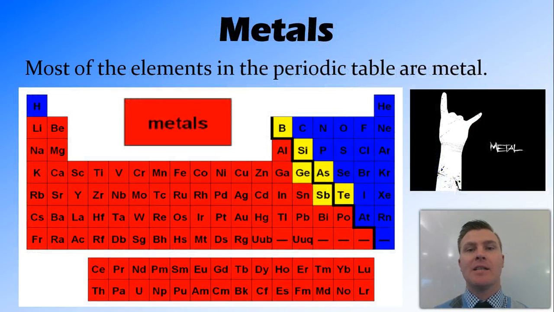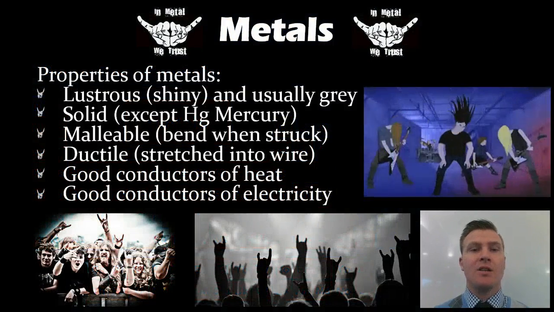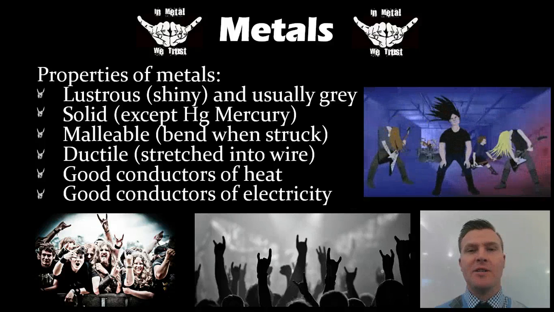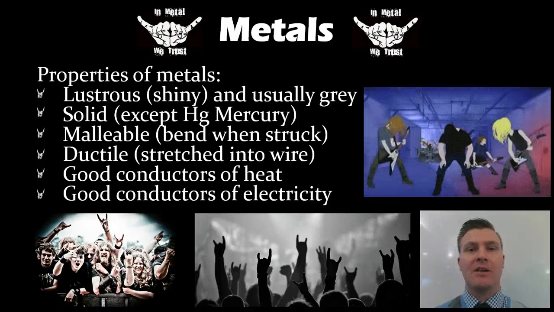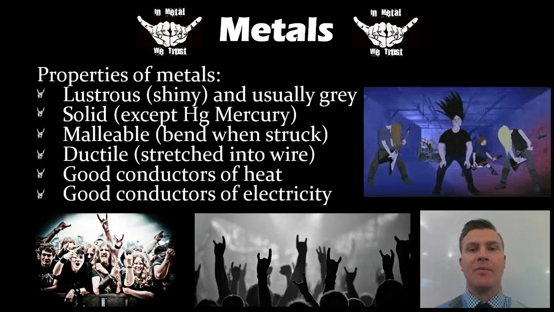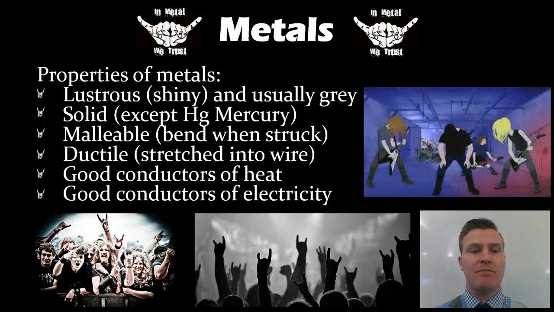What we're going to do now is look at the 3 major categories that elements in the periodic table can fit into. And the first one is metals. Now the majority of the elements in the periodic table are metals, and they have similar properties based on that fact. So metals are shiny or lustrous and usually grey in colour, and there are a couple of exceptions of metals that aren't grey, like gold and copper, but generally most of the metals are grey. Now all of the metals are solid except for mercury, which has the symbol Hg.